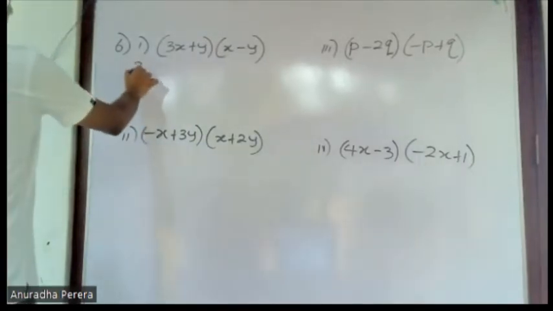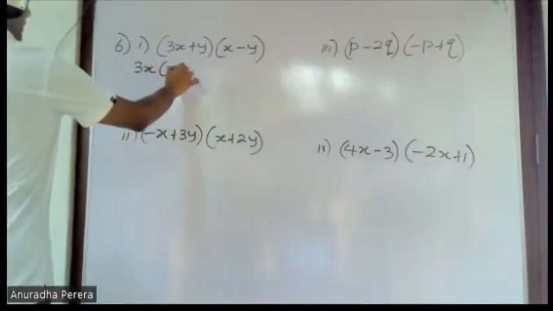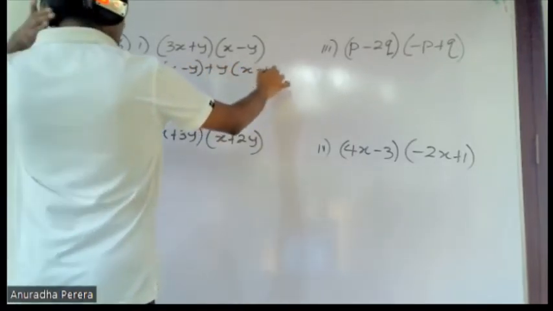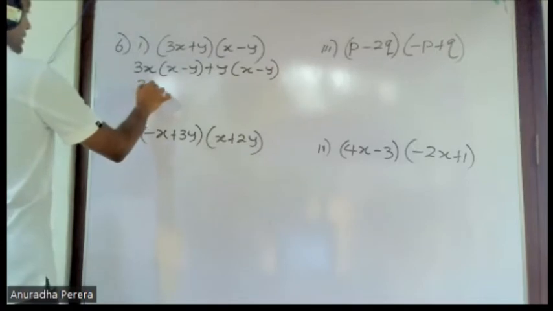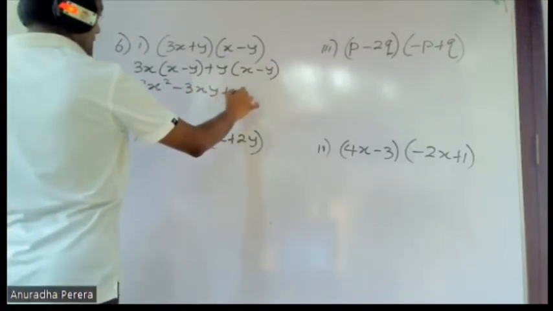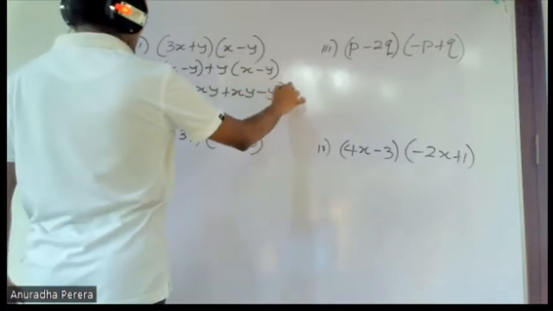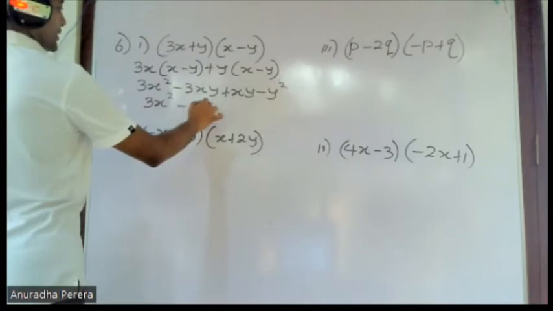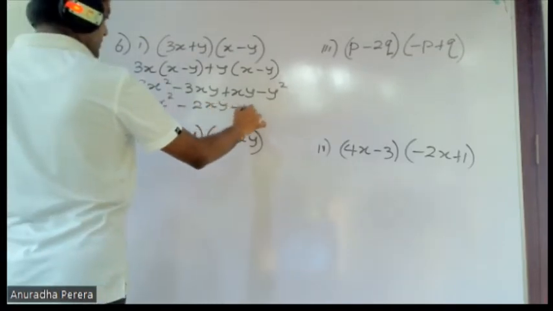Write down like this: 3x times x minus y, then plus y times x minus y. 3x squared minus 3xy plus xy minus y squared. 3x squared minus 2xy minus y squared.